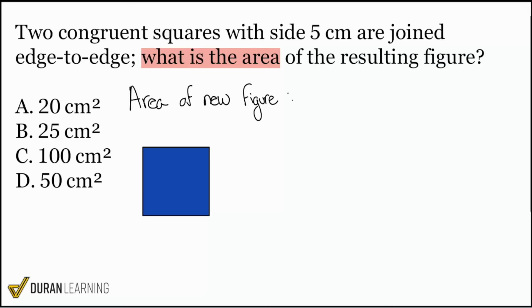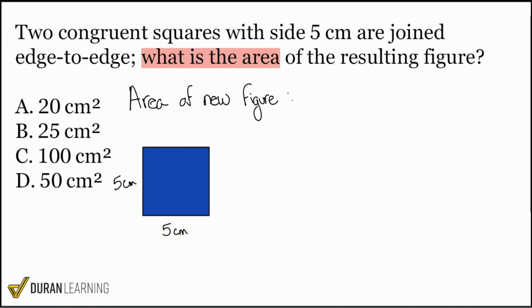Perfect. And it says that it has side lengths of 5 centimeters. So we'll do that there, and we'll do 5 centimeters over here. Nice and easy. Now, quick question, everybody. What does congruent mean? Because it says we have 2 squares, and it says that these squares are congruent. What does congruent mean again? Yeah, it means that they're the same.